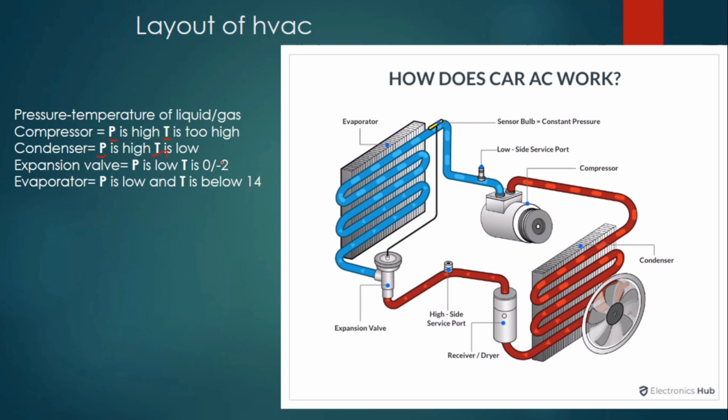When it reaches the expansion valve as a liquid, it will cross the expansion valve, but inside it has a very tiny hole. So when the liquid crosses this tiny hole, it will again convert to liquid plus gas. In the expansion valve both the pressure and the temperature will reduce. It's because of the tiny hole.